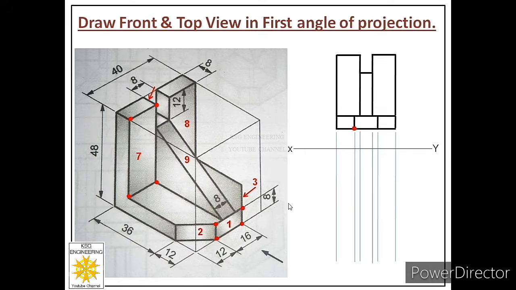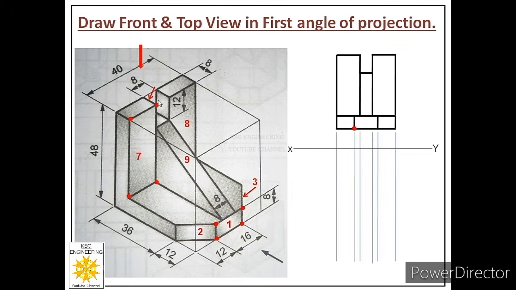So it means if we have to draw its top view, we have to change our position and look at this object from top. But we have to maintain the same direction. We will not change the direction. We will continue to look at the object from this direction, but now we will see it from top. So direction is maintained, but we are looking at the object from top.